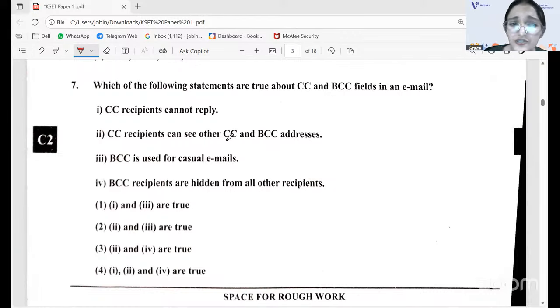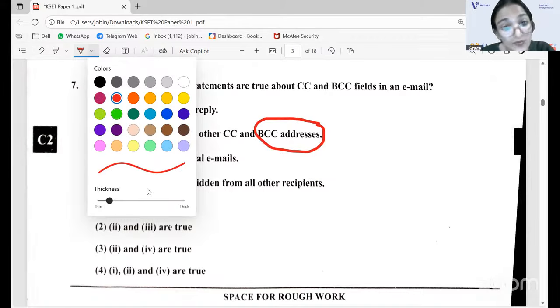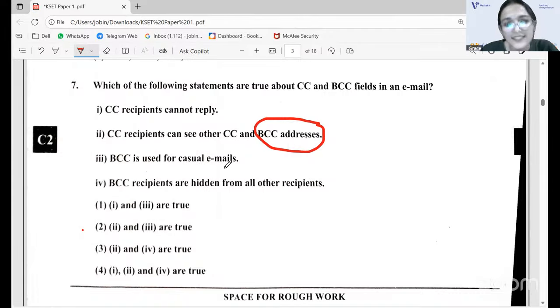This is partially true, but not fully true, because there is some error in this phrase, because it is not BCC, it is CC and two addresses which we can see. Okay, there is some error in the statement. So let's pause. Third one, we look into it. BCC is used for casual emails, which we all know it's not true. So this is also not a right statement. But fourth one, we all know it's a true right statement. BCC recipients are hidden from all other recipients. It's right. But we don't have an option that says option 4 only.